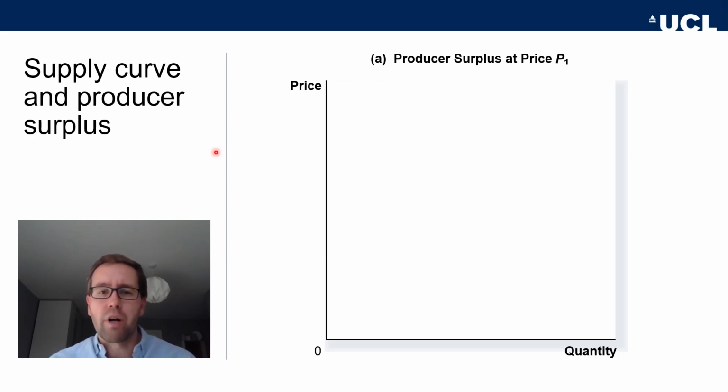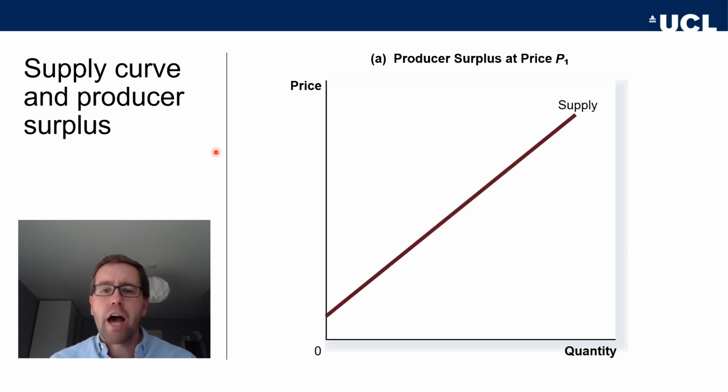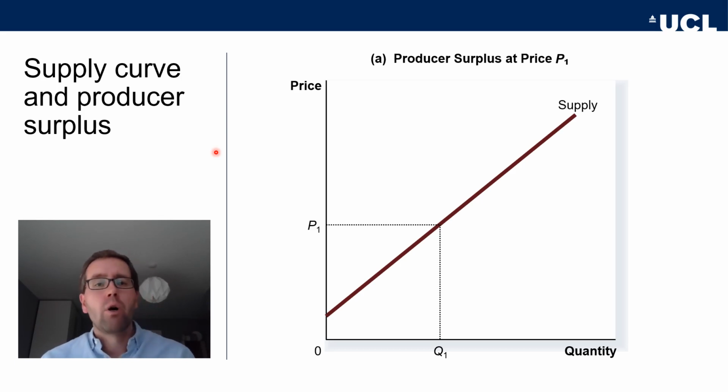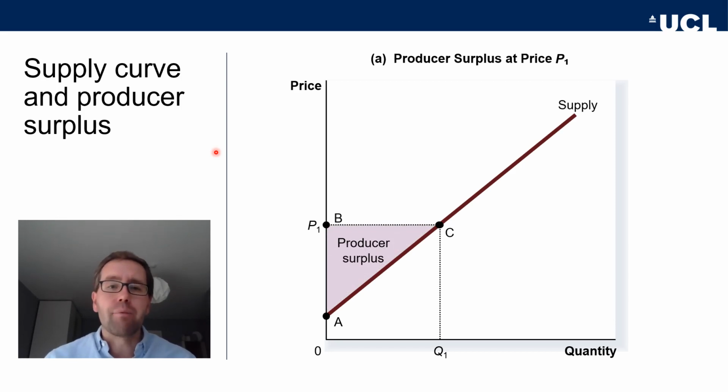And we can see this nicely here. So we have our price quantity diagram, and we have our supply curve, upward sloping. The higher the price, the more people are willing to set up espresso stands. And for a given price, P1, we have a given quantity supplied, Q1. Now, this area, ABC, gives us the producer surplus.